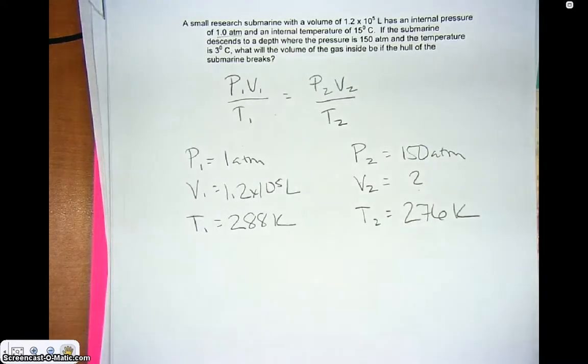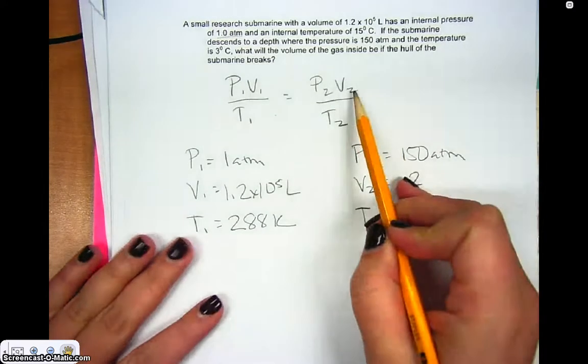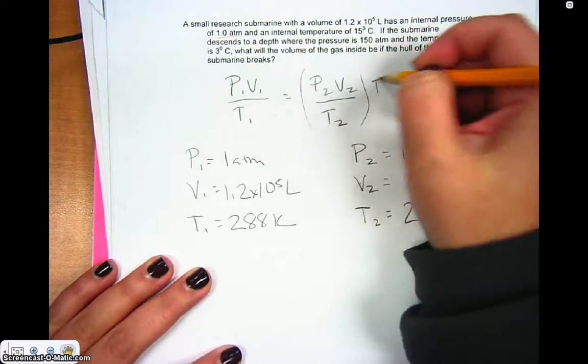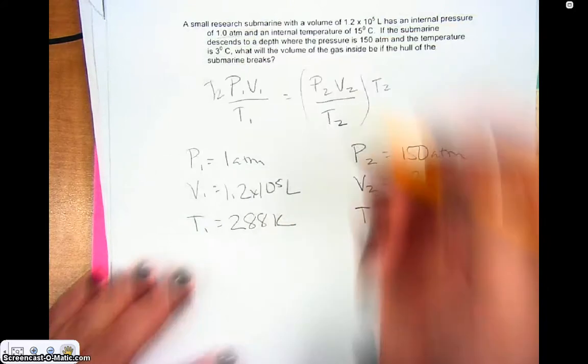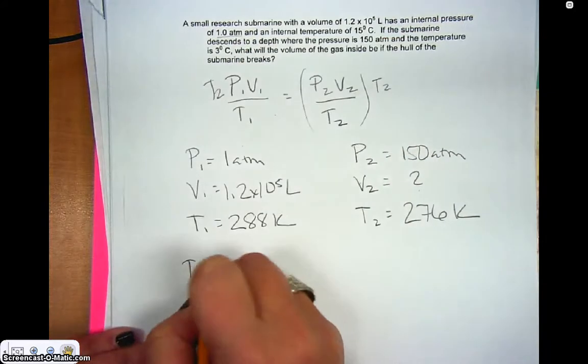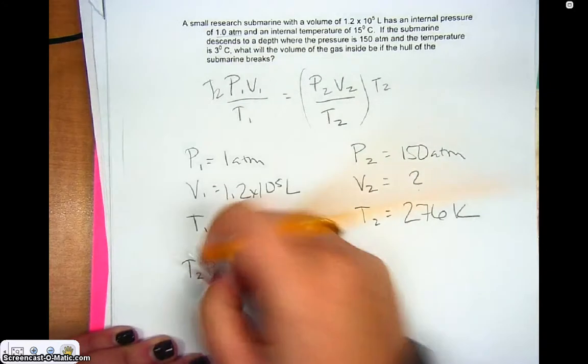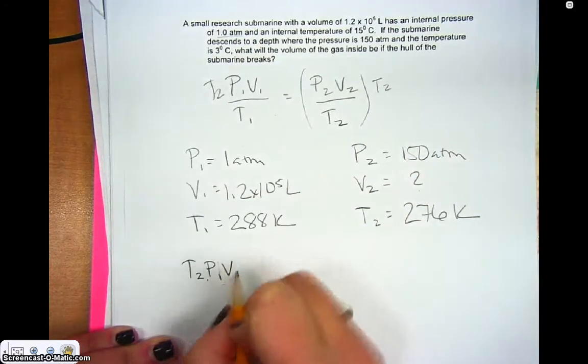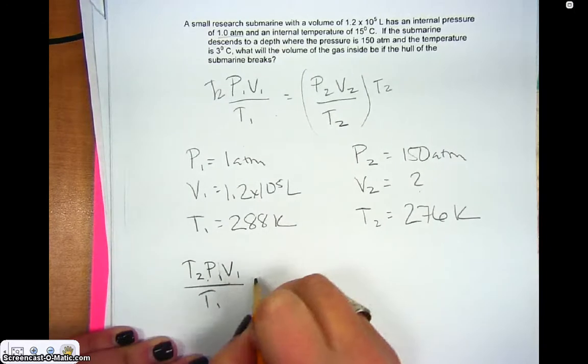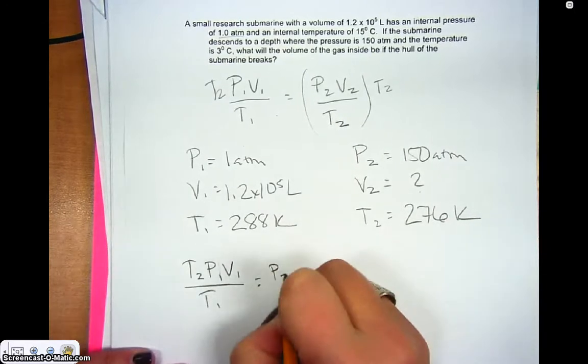So when we look at this, it's a lot more difficult to conceptually think of this because there's multiple things happening at one time. So let's just go ahead and plug in and do our algebra. So we want to solve for V2. The first step that I'm going to do is multiply by T2 on both sides. So I'm going to get T2 P1 V1 over T1 equals P2 V2.